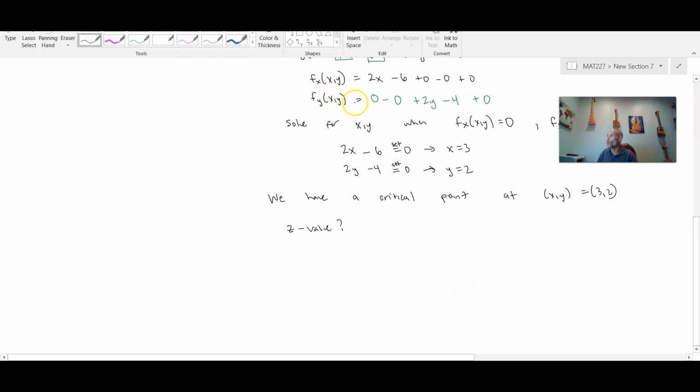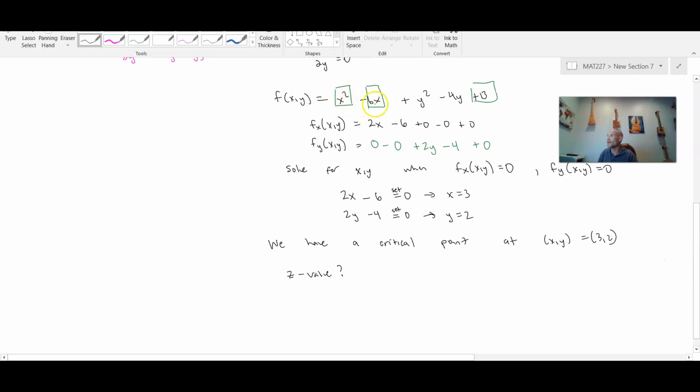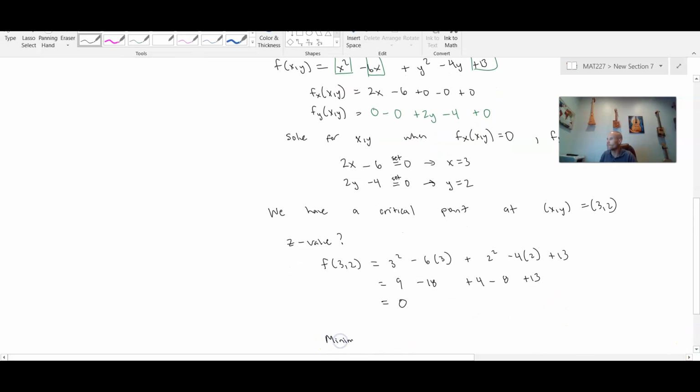Well, now we can go back to our original function. Remember, this equation says z equals x squared minus 6x plus y squared minus 4y plus 13. So now I can evaluate that for when x is 3 and y is 2: 3 squared minus 6 times 3 plus 2 squared minus 4 times 2 plus 13. Here I get 9 minus 18 plus 4 minus 8 plus 13. Negative 18 minus 8 is negative 26. 9 plus 4 plus 13 is positive 26, so I get a z-value of 0. So that just means that we have a minimum located at the point x, y, z equals 3, 2, 0.